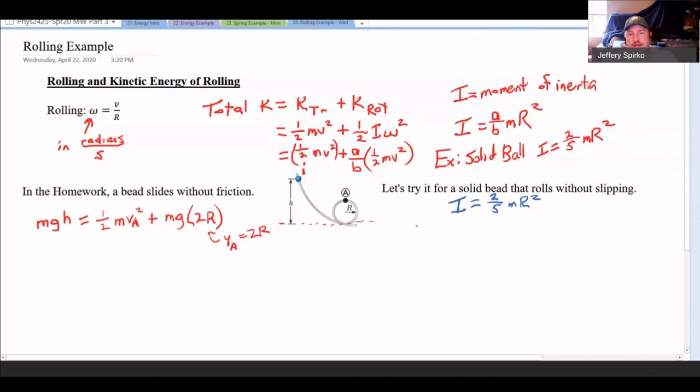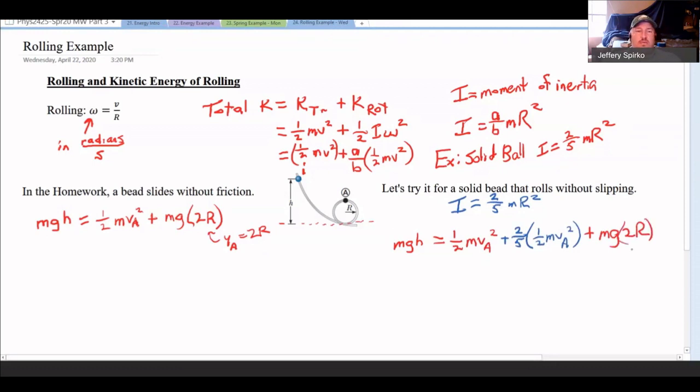So when we do our energy balance, it's going to be initial plus work equals final. And our initial energy is just mgh. And we don't have any work, so that ends the left side of the equation, just like before. And we'll still have this 1/2 mv sub a squared. But now we'll also have a 2/5 of 1/2 mv sub a squared. And then at the end, we'll have plus mg times 2r.